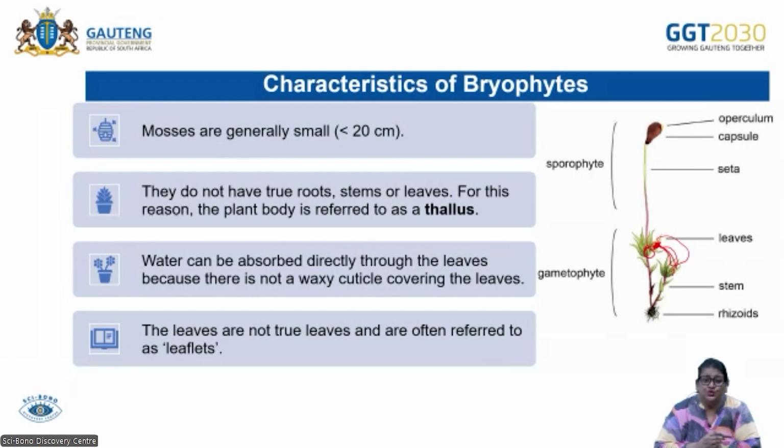They don't have a true root to absorb water. The water is absorbed through the leaves for photosynthesis to make food. Okay. The leaves are not true leaves and are also often referred to as leaflets.